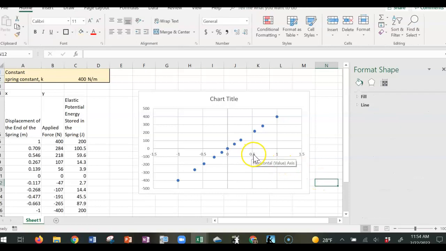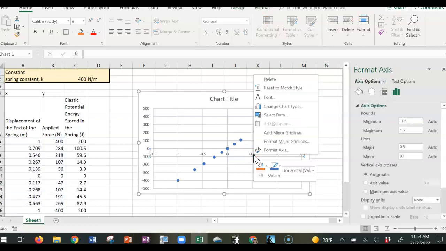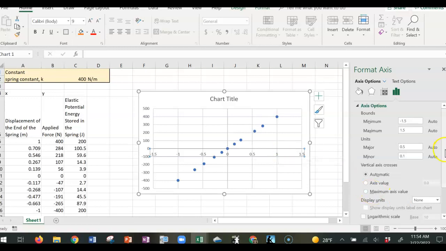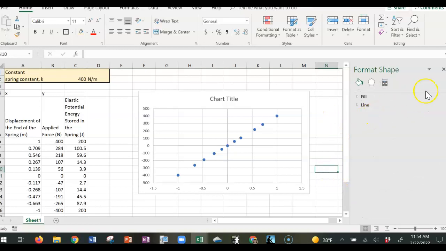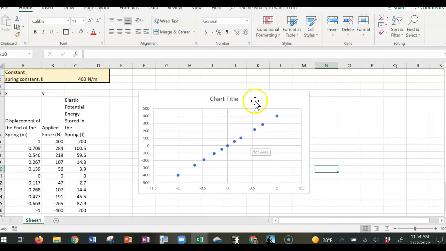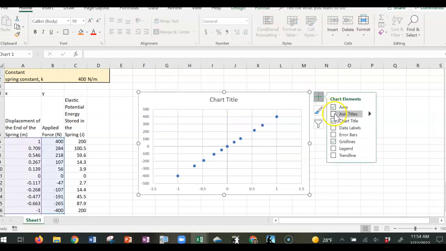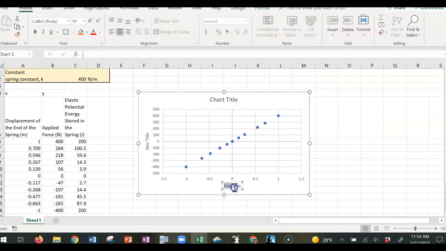I could do the same thing here for the horizontal values. I'm going to do a right mouse click on one of those, go to Format Axis. I'm going to go down here to Labels, open that up, and tell it to put them in the low position. Okay, now I have a graph that's easy for me to read. Let me add some axis titles. Okay, so on my x-axis, I have the displacement of the end of the spring measured in meters, and on the vertical axis, I have the applied force measured in newtons.